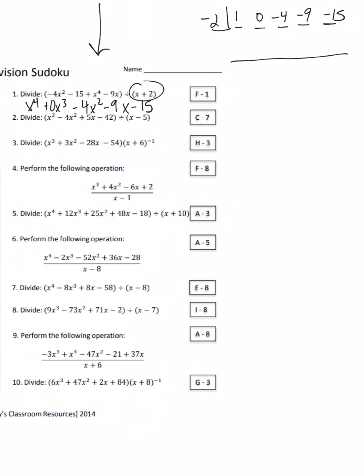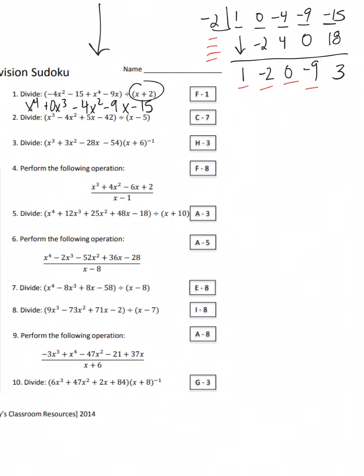My 1 is gonna drop down. I'm going to multiply -2 times 1, which gives me -2. 0 and -2 is -2. -2 times -2 is 4. -4 plus 4 is 0. -2 times 0 is 0. -9 plus 0 is -9. -2 times -9 is a positive 18. And 18 minus 15 is 3.